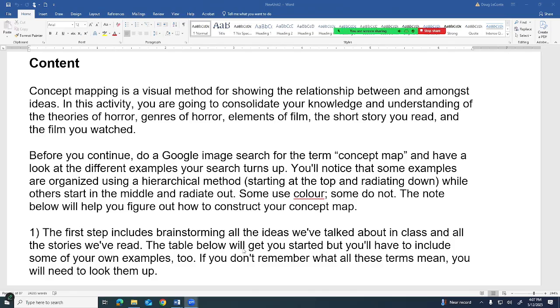All right, back to the text here. Before you continue, do a Google search for the term concept map and have a look at the different examples your search turns up. You'll notice that some examples are organized using a hierarchical method, starting at the top and radiating down, while others start in the middle and radiate out. Some use color, some do not. The note below will help you figure out how to construct your concept map.